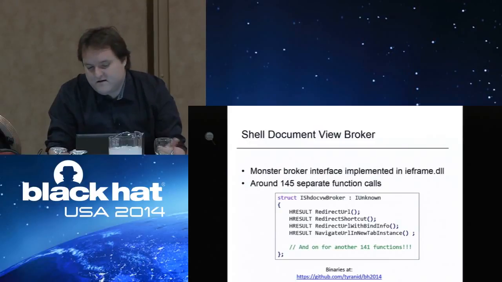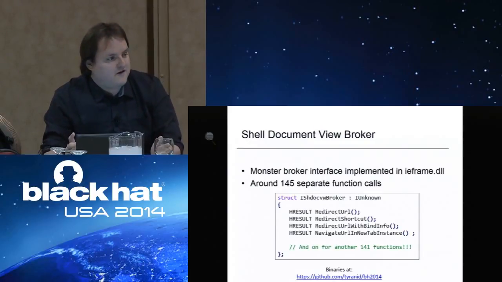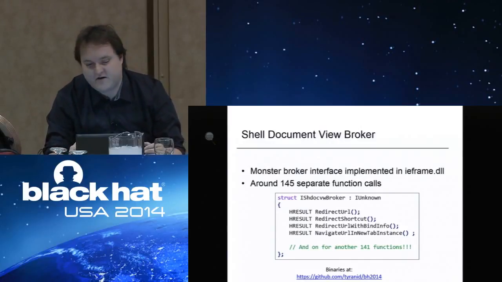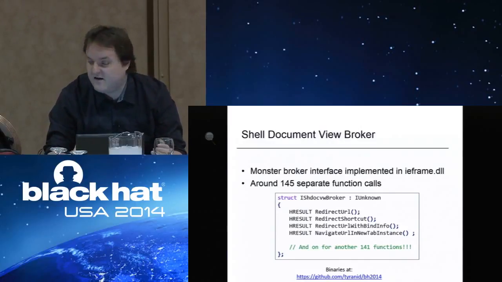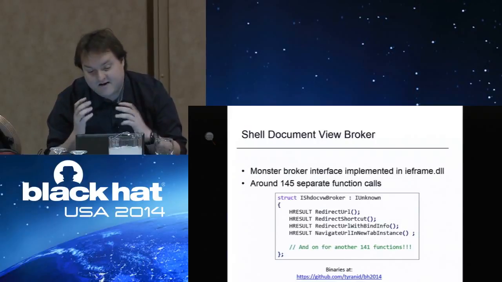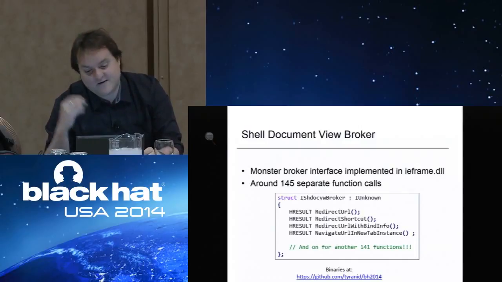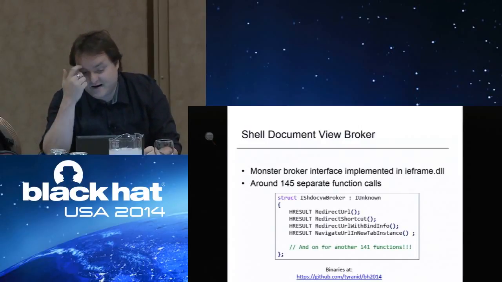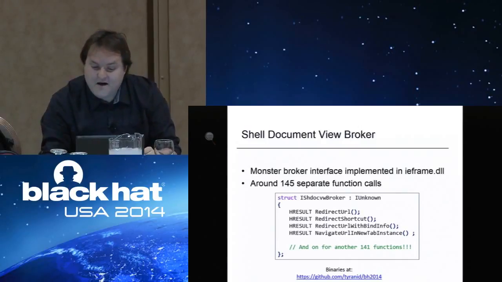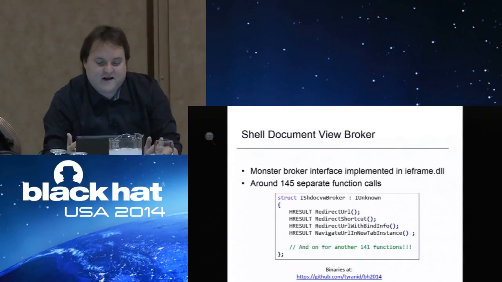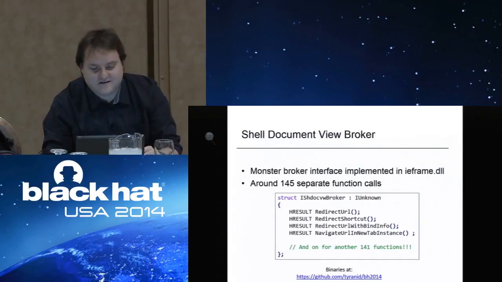So the main reason I wrote my little script to dump the interface is because one of the first things I saw was this shell document view broker. The interface contains around 145 functions. Now that's far too many functions to be manually typing into anything. So obviously I wrote a quick script to dump it. And in my opinion, 145 functions just seems too many to be a secure object. And it turns out that there were various security issues in that.